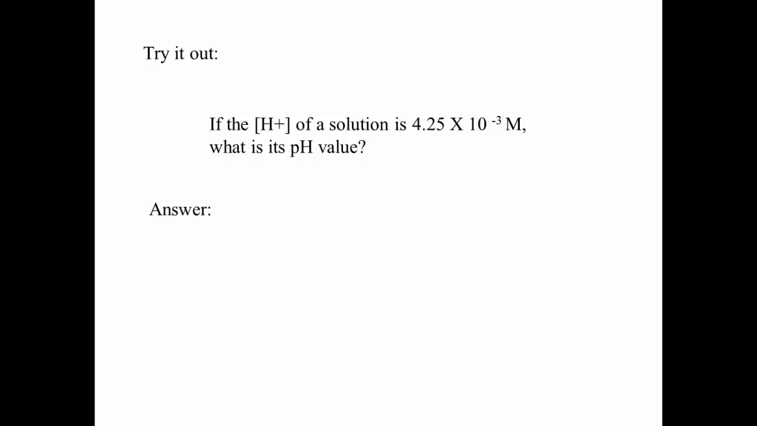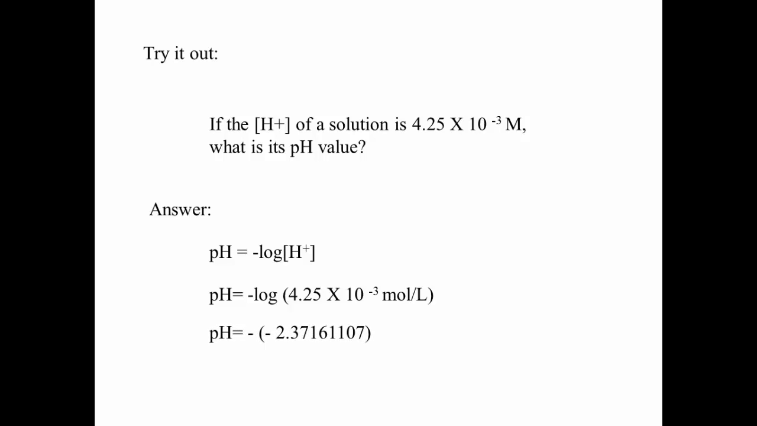Okay, let's take a look at the answer. Remember that the equation is pH equals negative log of the concentration of hydrogen ion. Since we know it's 4.25 times 10 to the minus 3, enter that into your calculator and then hit the log button to produce the log function. Your calculator should return the number negative 2.37161107, and then we want to take the negative of the negative number, which simply turns it into the positive value.